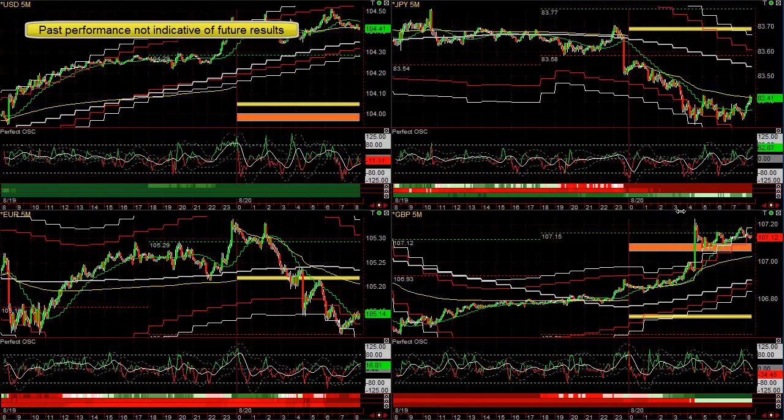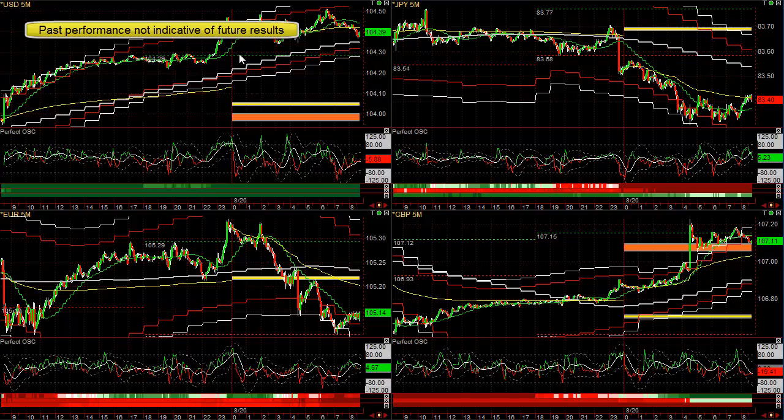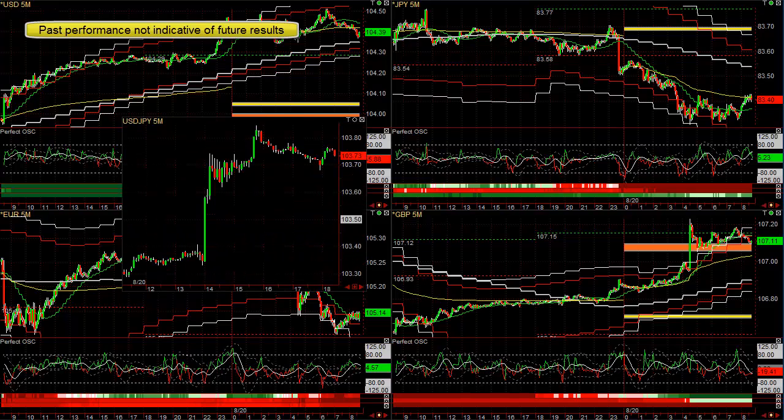So let's take a look at this currency. The dollar's been strong all day. It's pulled back near the hourly, so it's likely to go up. The yen's likely to go down. Let's just bring up a dollar yen chart at 8:30, 8:45. This is likely to go up.